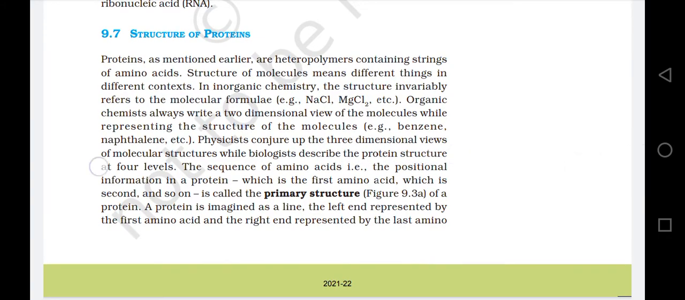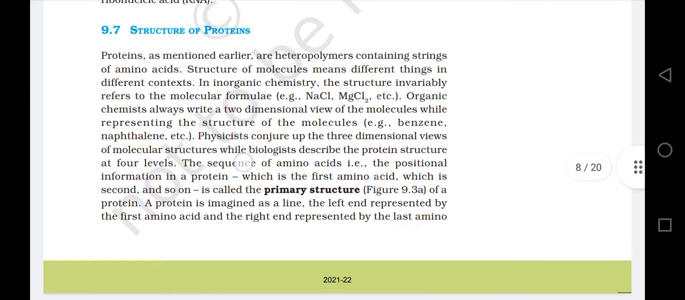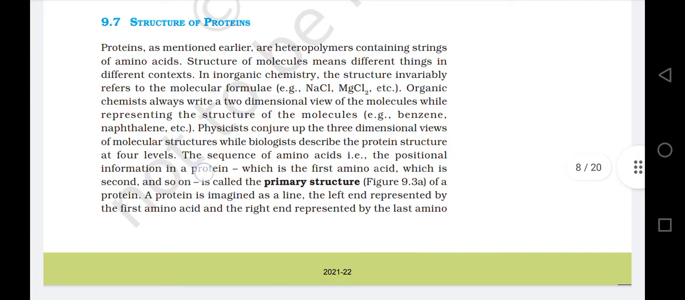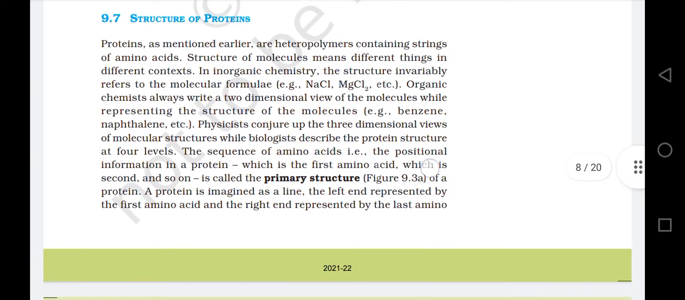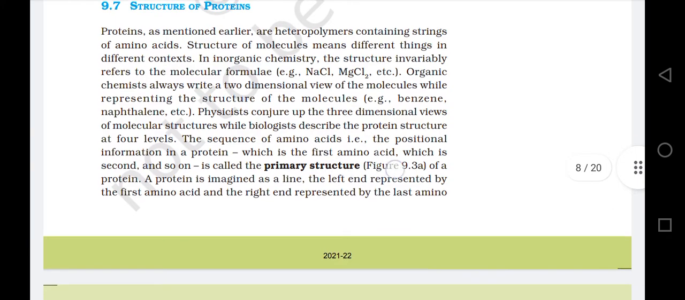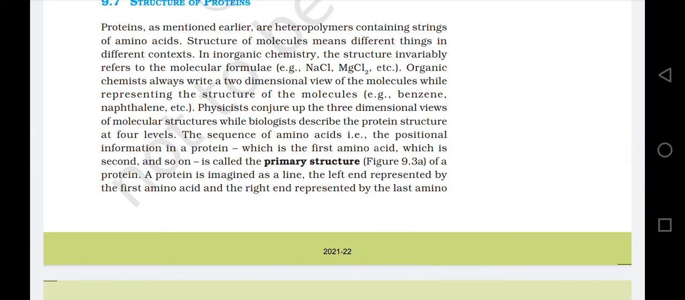structure at four levels. The sequence of amino acids, that is, the positional information in a protein, which is the first amino acid, which is second, and so on, is called the primary structure. Figure 9.3a. Primary structure of a protein.